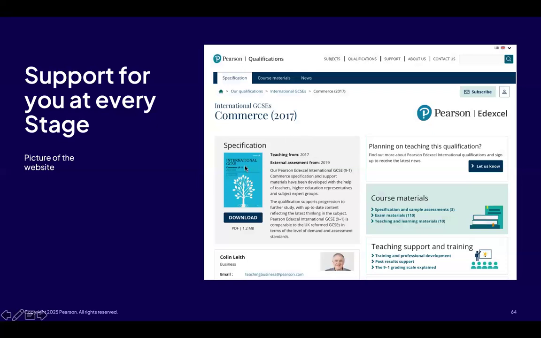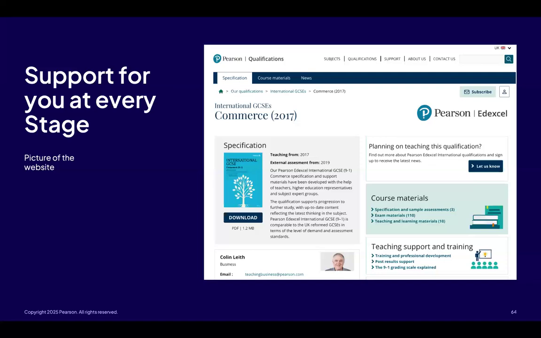Okay, support at every stage. If you haven't already done so, the subject page on the Pearson website is really detailed, really clear to follow. So let's just have a look at what we have on screen there. We've got the specification that you can download, obviously freely download, but just look to the right. We've got a picture of Colin at the bottom as well. Hello, Colin. We've got our course materials.